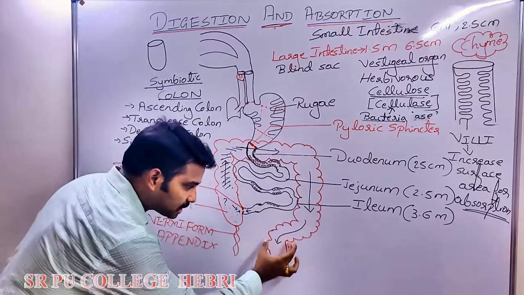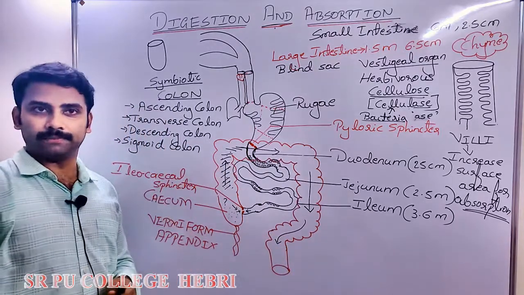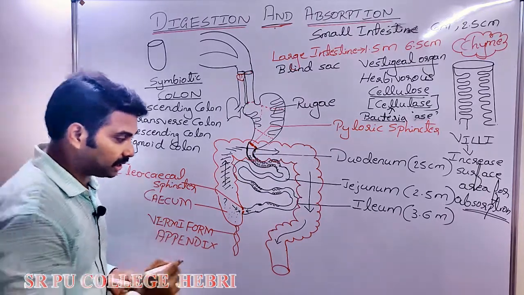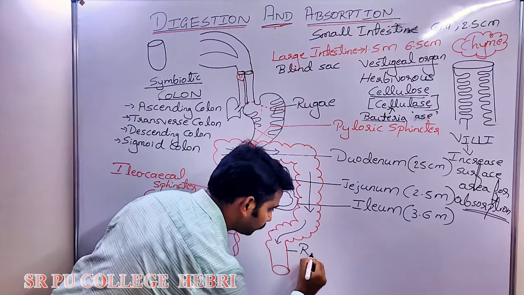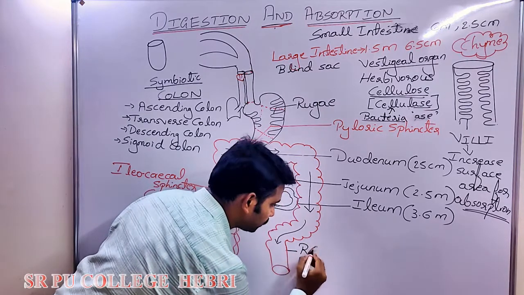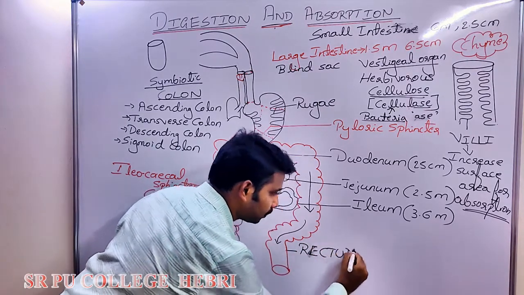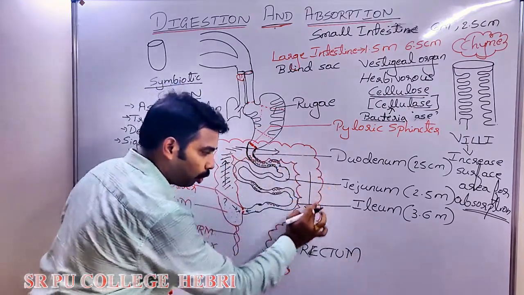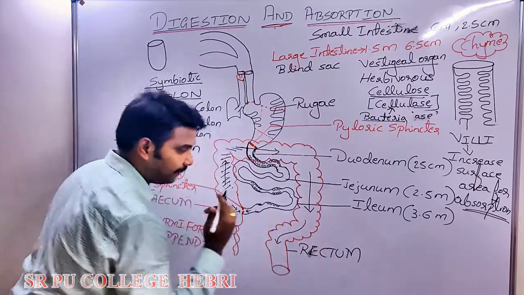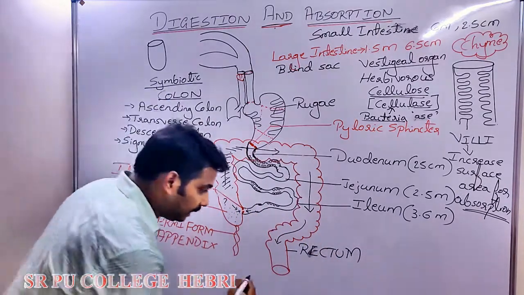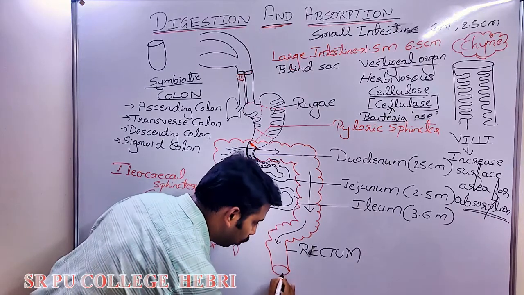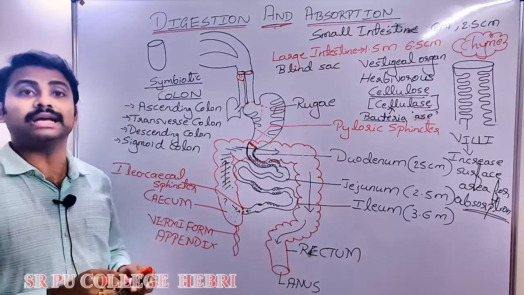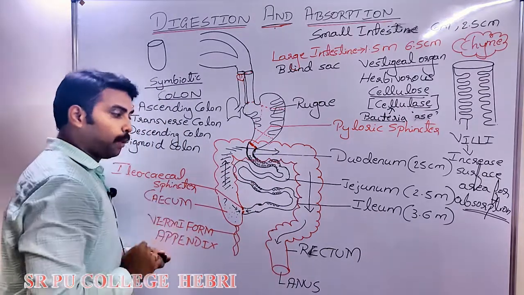Now, the last 15 to 20 centimeter of the large intestine is called what? The last part is called rectum. Cecum, vermiform appendix, colon, and the last 15 to 20 centimeter is called rectum. The rectum opens into the last opening. What is that last opening called? Anus, A-N-U-S.